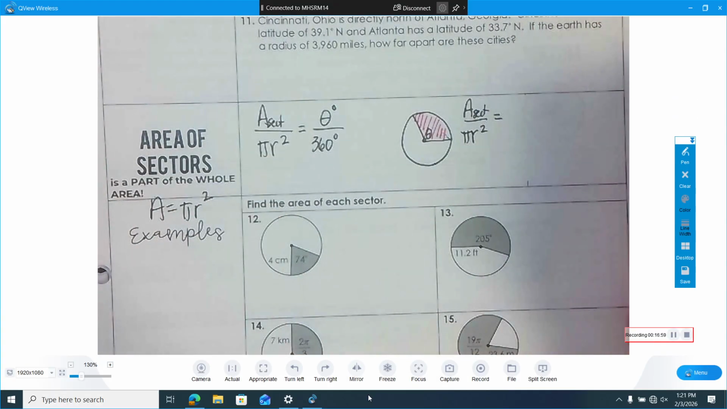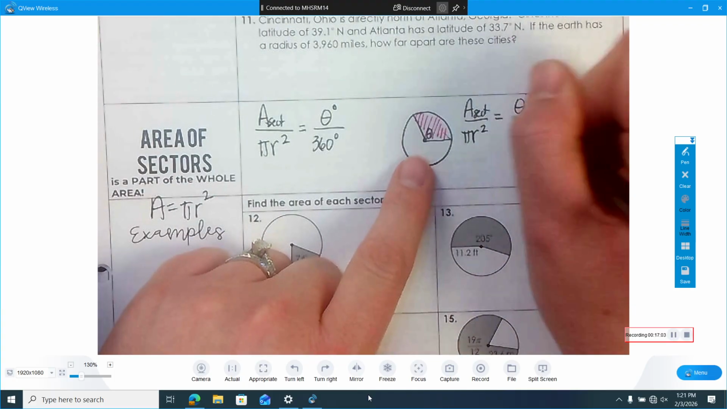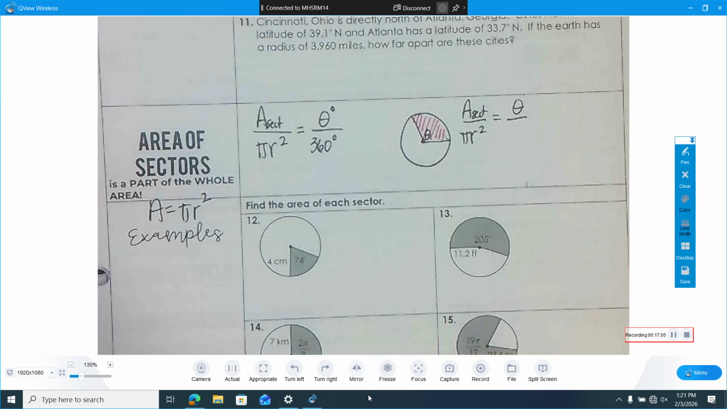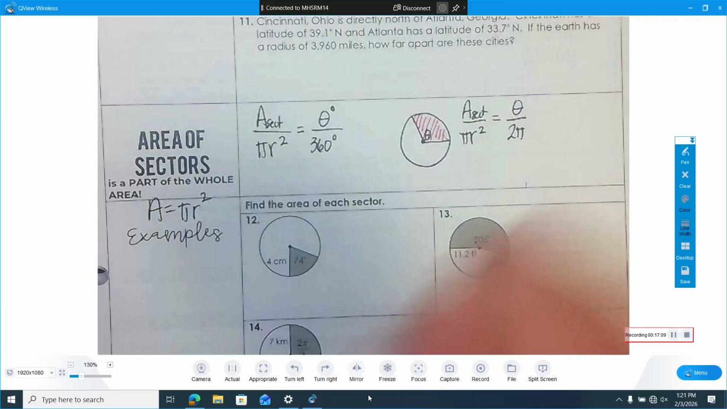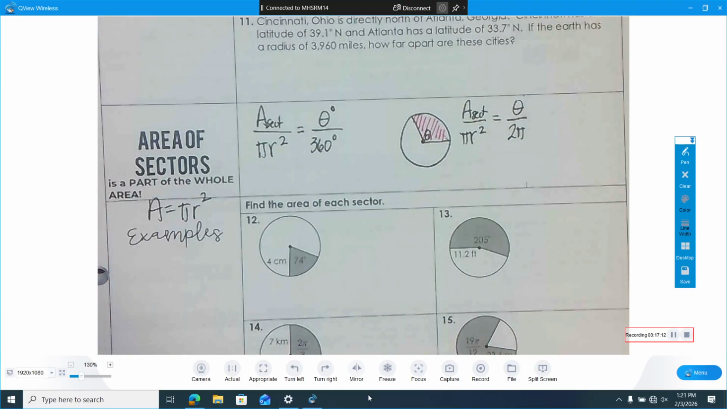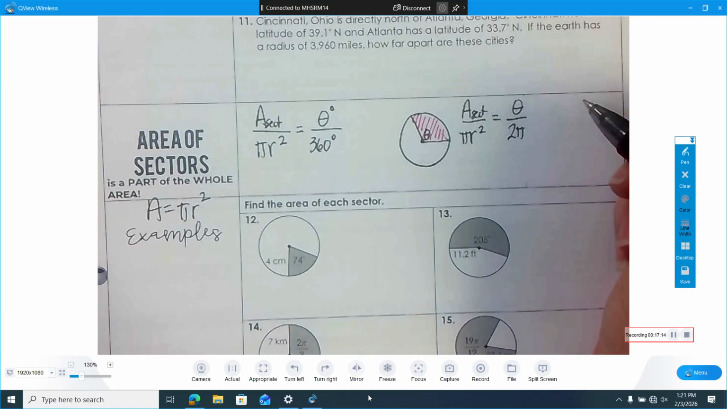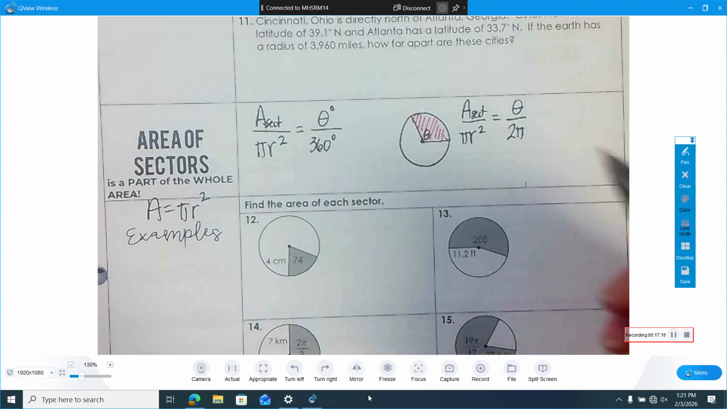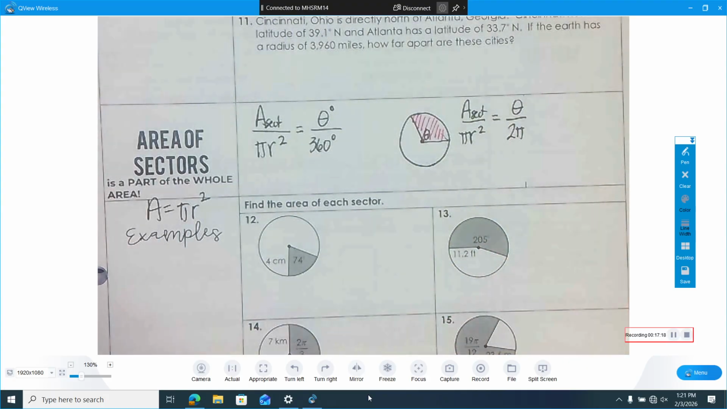And then now we're in radians again. So if theta's in radians, how many radians go all the way around? 2 pi. 2 pi radians. 1 pi gets you halfway. 2 pi gets you all the way. All right. So once again, this side cleans up super rad.